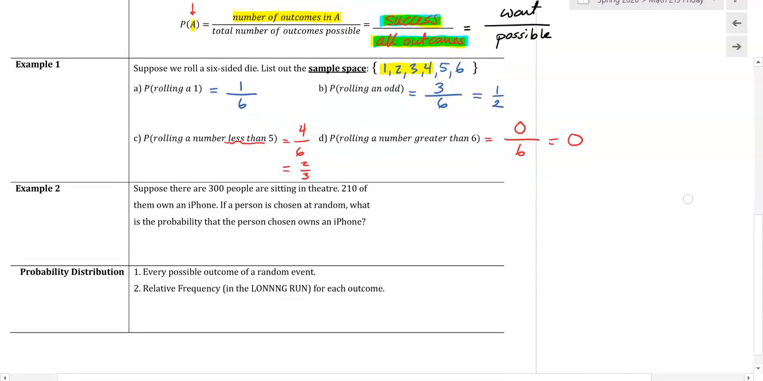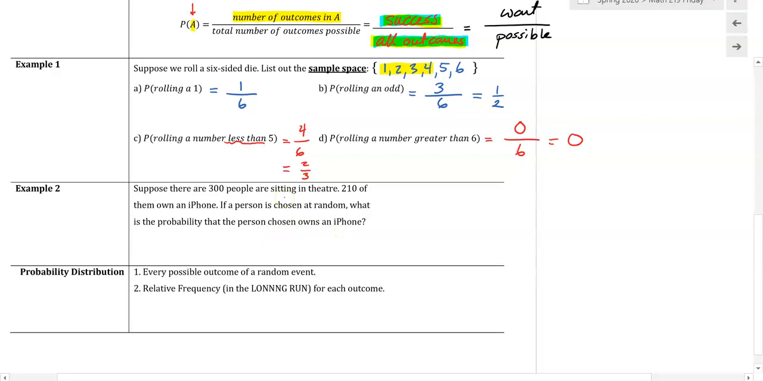Okay. Here's another example. It says, suppose there are 300 people sitting in the theater. 210 of them own an iPhone. If a person is chosen at random, what is the probability that that person chosen owns an iPhone?